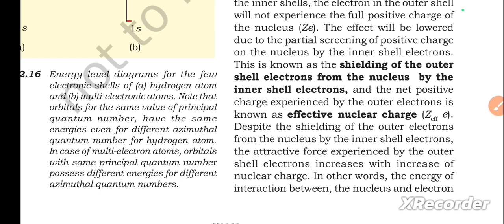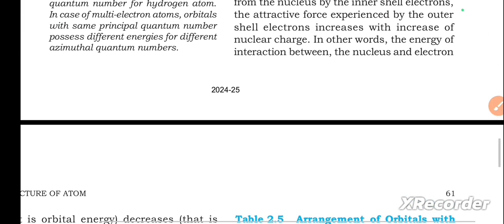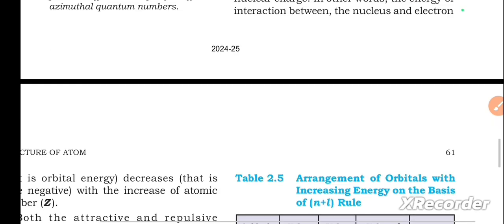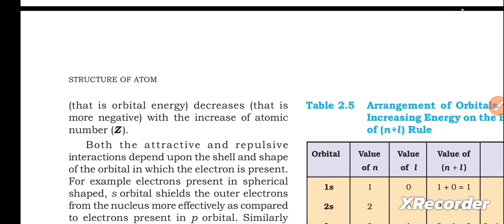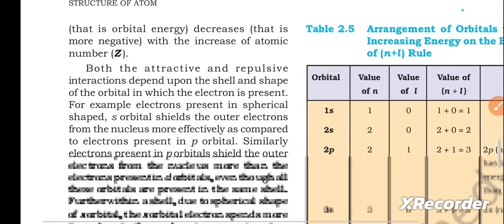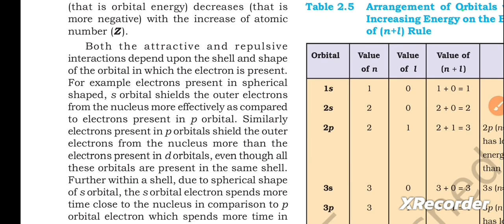Despite the shielding of the outer electrons from the nucleus by the inner shell electrons, the attractive force experienced by the outer shell electrons increases with increase of the nuclear charge. In other words, the energy of interaction between the nucleus and electron decreases with the increase of atomic number. Both the attractive and repulsive interactions depend upon the shell and shape of the orbital in which the electron is present. For example, electrons present in the spherical shaped s orbital shield the outer electrons from the nucleus more effectively as compared to electrons present in the p orbital.